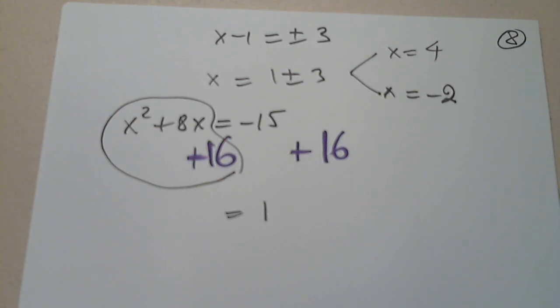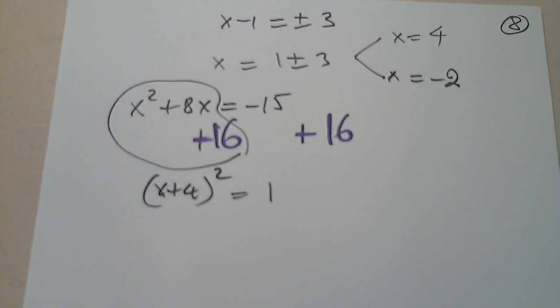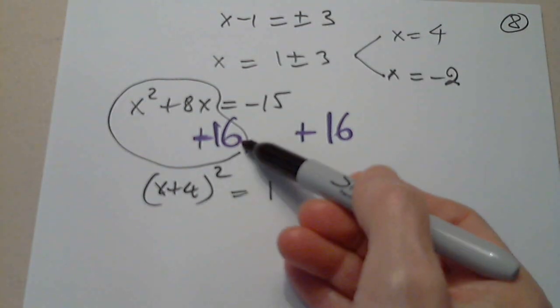How do we factor x squared plus 8x plus 16? What do you think? Would it be x minus 4 squared? But it's positive. Yes, indeed. Plus, squared, right? Exactly what we squared to get 16. Perfect.